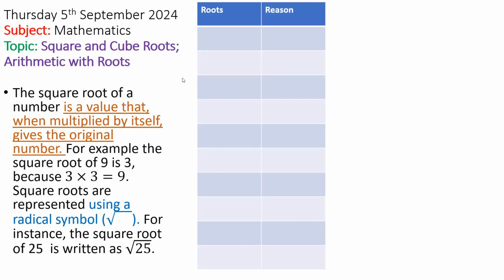So let's go ahead and consider our roots. For example, the square root of 1 is what? 1. Why is the square root of 1 equal to 1? Because any number multiplied by 1 is itself. Because 1 times 1 is 1. Good. Now let's look at the square root of 4. What's the square root of 4? 2. Why? Because 2 times 2 is 4.